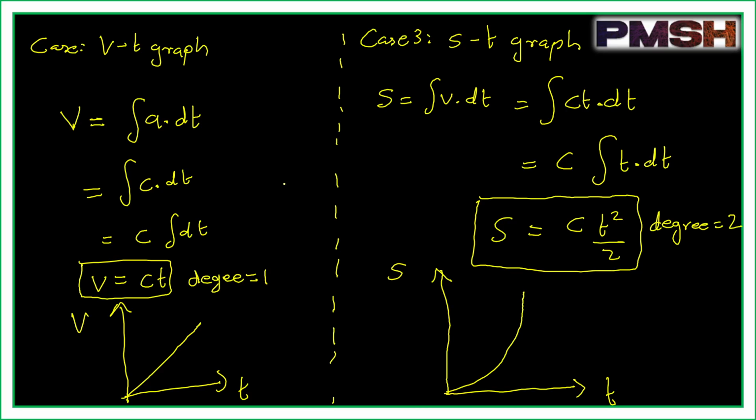Actually, this is the shape of a parabola. But here we are starting from time 0, and the displacement is positive. So you just need half of this parabola. Clear? When time is 0, the displacement is 0.